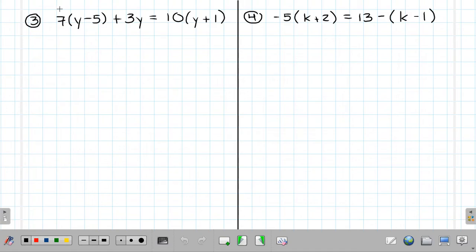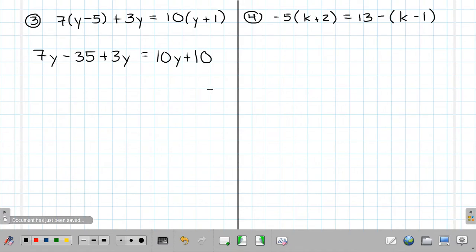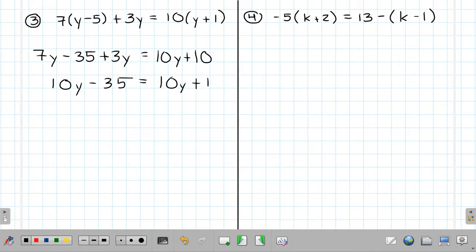See the parentheses. Okay. Let's distribute. 7 times the y is 7y. Minus 7 times the 5 is 35. We still have the plus 3y. And then over here, 10 times y is 10y. Plus 10 times 1 is 10. Well, over here, we can combine like terms. So we got 7y plus 3y. Once again, what's in front of the term is what you do to it, meaning what's in front of the 3y? Well, plus, that means you would add the 3y. Okay, so that would be 10y minus 35 is equal to 10y plus 10.